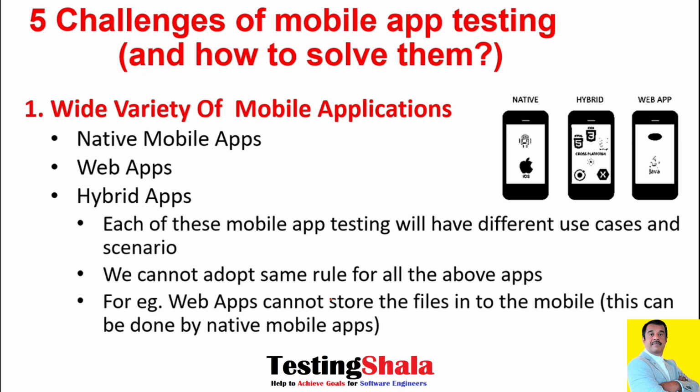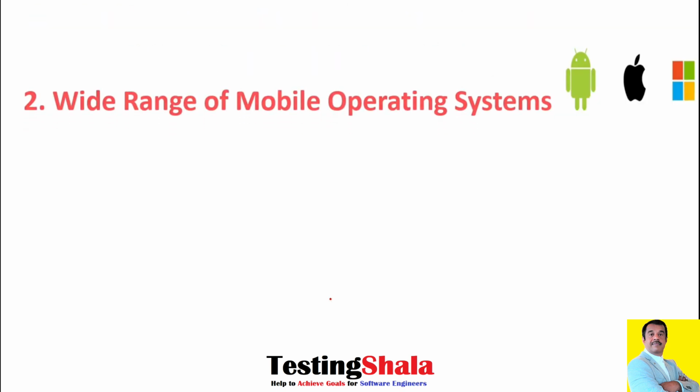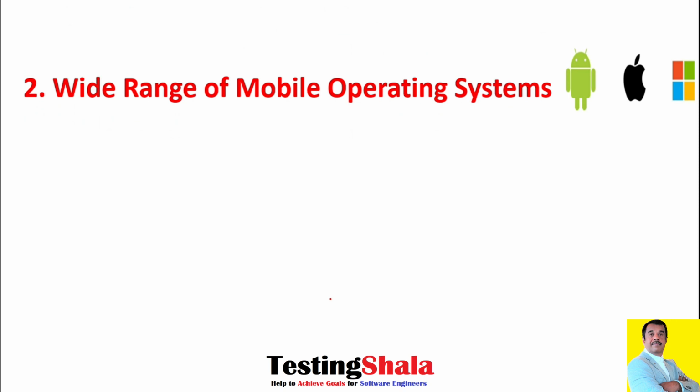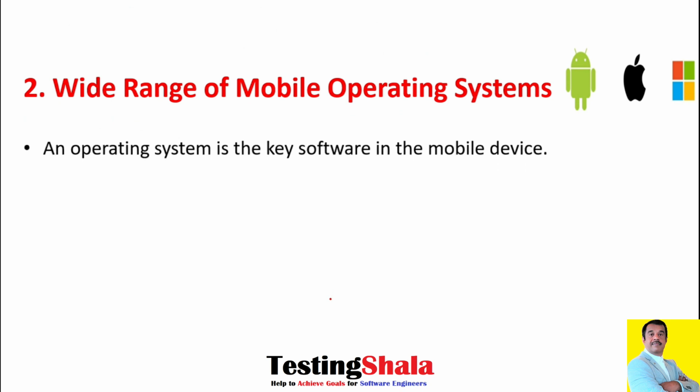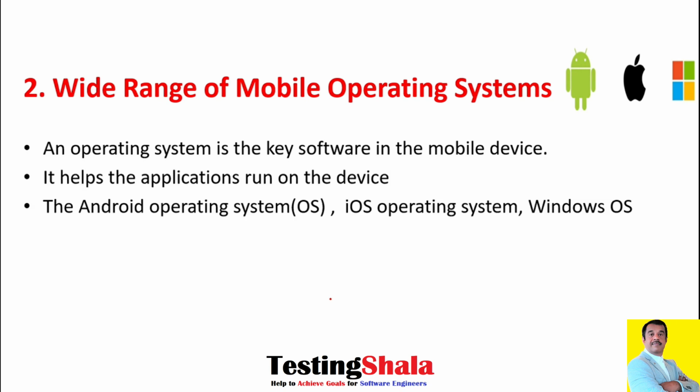The second one is the kind of mobile operating systems we have. Here also we have a wide range of operating systems, and each operating system comes with different version numbers. That itself is a big challenge, and testing our mobile application against these operating systems is also very challenging. On a high level, we have three types of mobile operating systems: Android, iOS, and Windows. These are the three key players in terms of mobile operating systems.